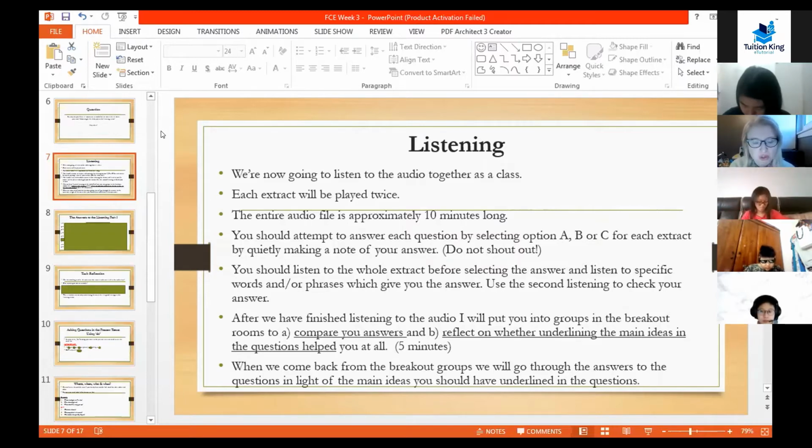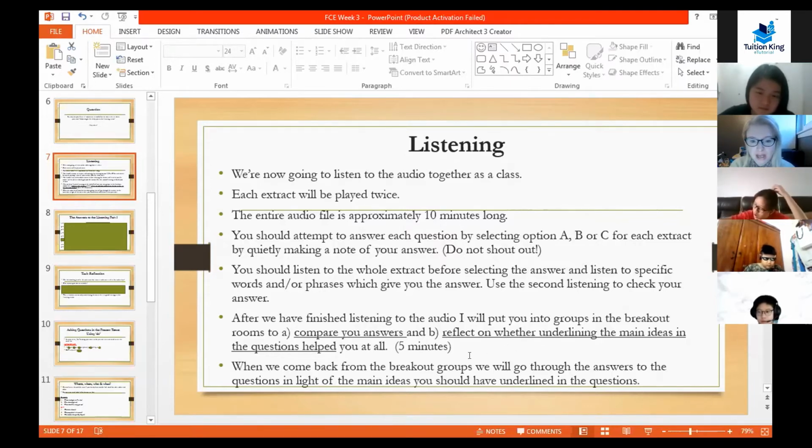Additional advice here. You should listen to the whole extract before you select your answer. If you think you've heard the answer but it's not finished, don't immediately try to answer, because you never know if there's additional information which might make your answer incorrect. So make sure that you listen to the whole extract before you answer. Listen for specific words and phrases which will give you the answer. And again, use that second listening to check.